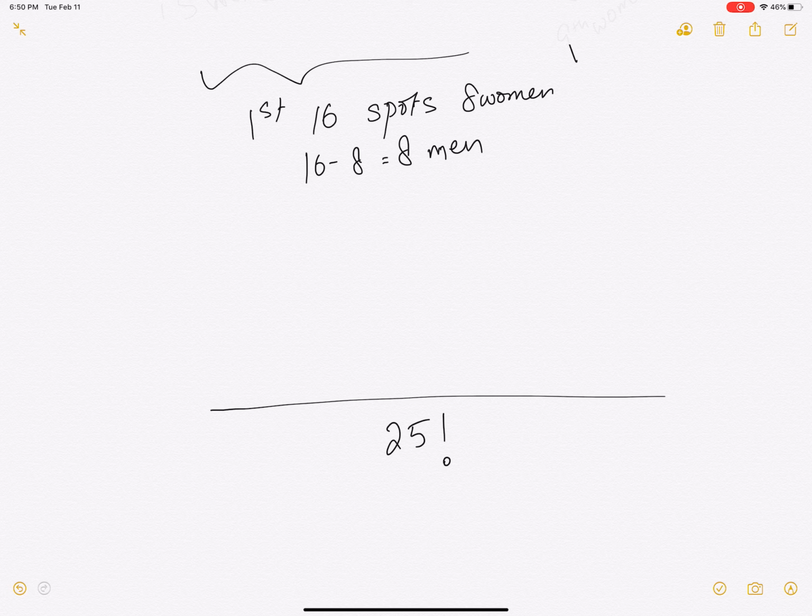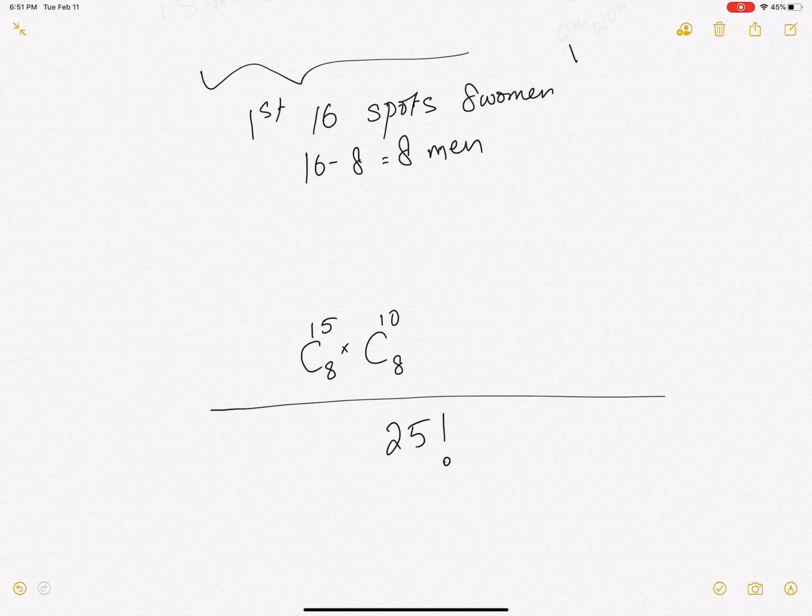Numerator, once again, we're going to do a similar kind of thing, but at the end of it, add on how we order the remaining people in spots number 18 through 25. First let's pick our 8 women to be in the first 16 spots. That will be 15 choose 8, how many ways we can pick 8 women to be in 8 of the first 16 spots. And 10 choose 8 is the number of ways we can pick the men to be in the other 8 of the first 16 spots.